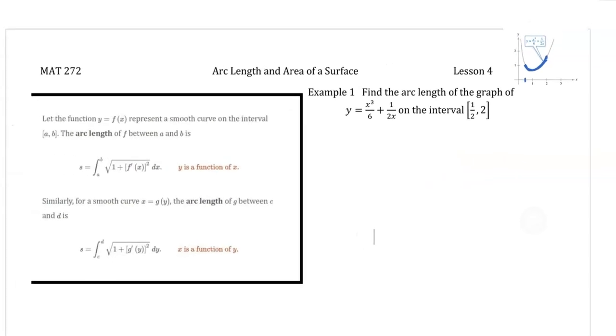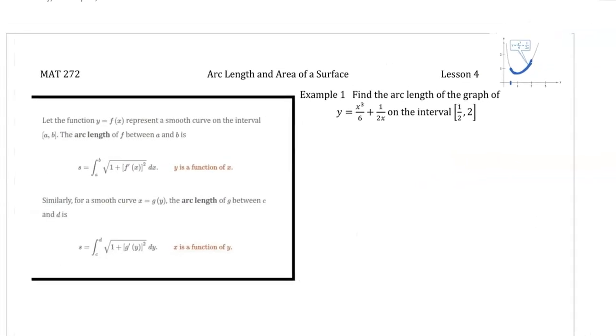Lesson 4, we'll be talking about two things, arc length and area of a surface. We will first be talking about arc length. I put this little blurb in here that has the two formulas for arc length, but first let's just talk about what that means.